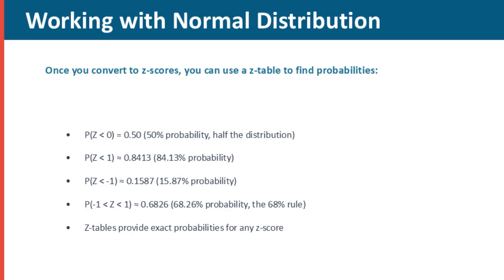Every Z score maps to a specific percentile. High Z scores mean high percentiles, meaning top performers. Low Z scores mean low percentiles, or bottom performers. Z equal to 0 means 50th percentile, exactly the average. And this is how Z scores turn raw scores into meaningful rankings.